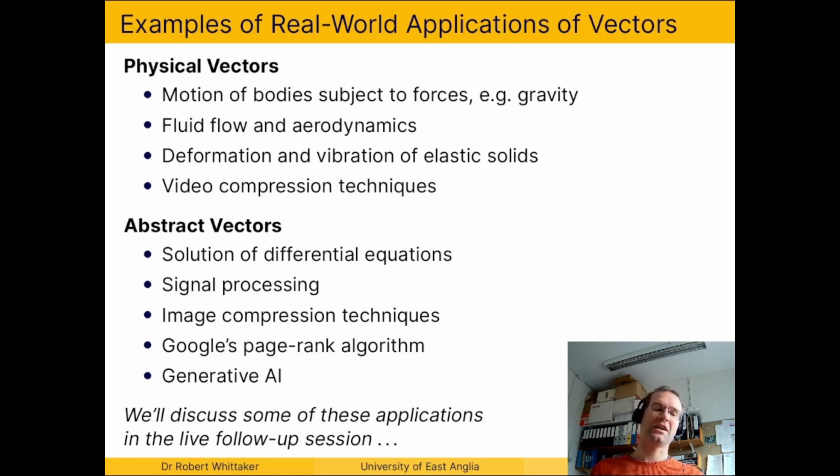And then moving on to abstract vectors, these are still vectors in a mathematical sense. They also have a number of uses in the real world. We can use them to help solve differential equations. We can use them in signal processing. So if you've got some receiver receiving radio waves and you want to interpret what the signal is that you're getting, vectors can come in handy there. We can also use them in image compression techniques to help keep computer file sizes down as small as possible. Google's PageRank algorithm for web searches relies on some ideas from vectors as well. And generative AI also makes extensive use of vectors.